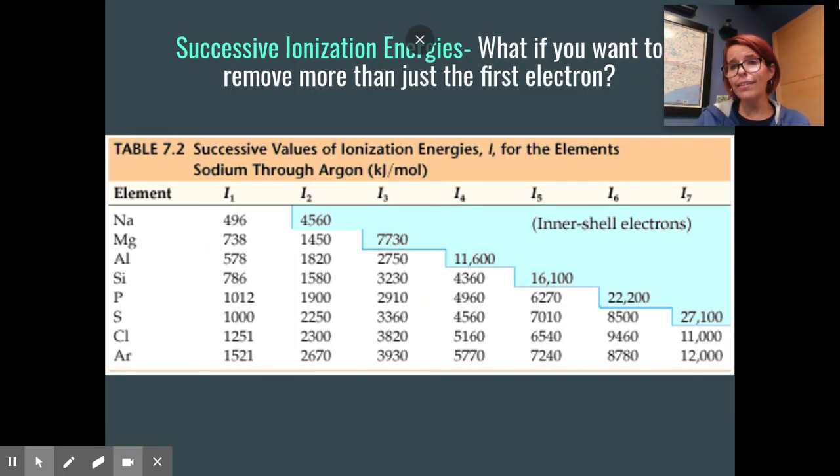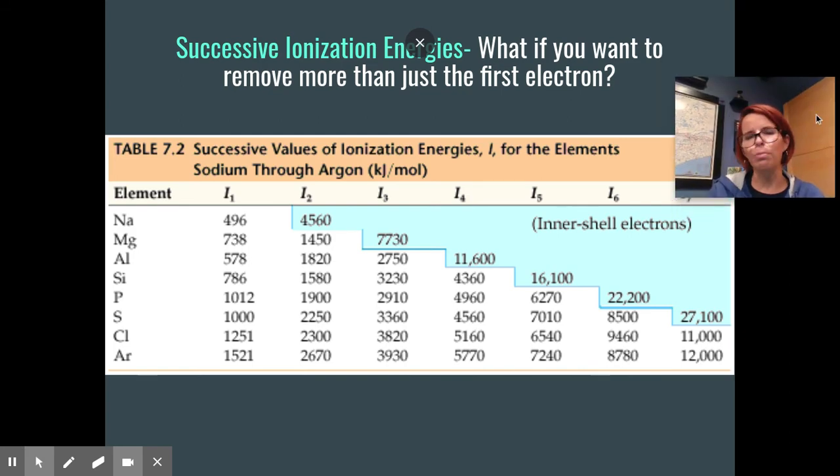Now here is a fascinating little problem. Successive ionization energies. What if you don't want to just pluck off one electron? What if you want to pluck off the second or the third or the fourth or the fifth? Well, there's different ionizations for each electron that you pluck off. So let's look at sodium. Let's just take a look at this diagram right here.